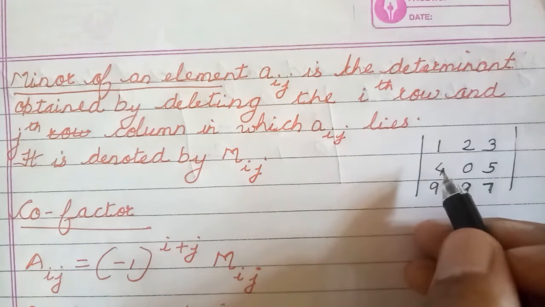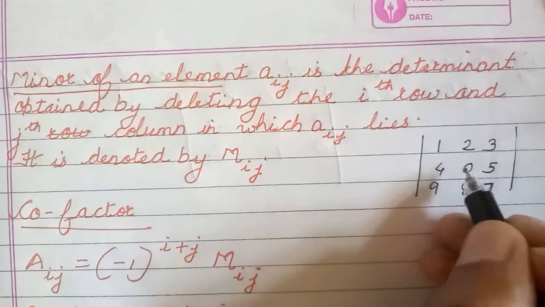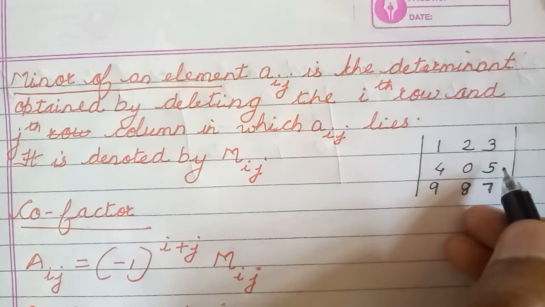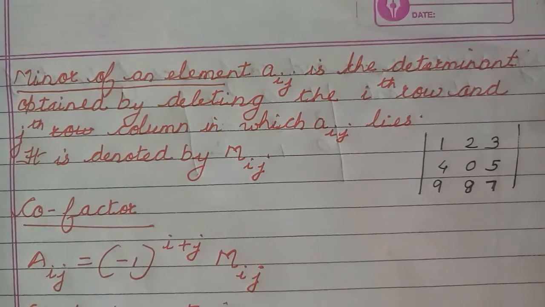Similarly, if I want to find the minor of, this is which row? Second row, first column, that means M21, that means the minor of 4. Then what will I do? Delete the row, delete the column in which 4 is there. The remaining determinant will give you the minor of that element.